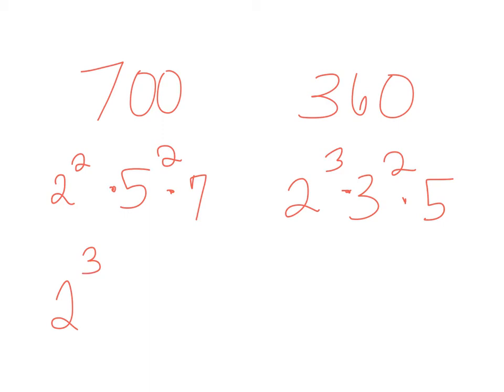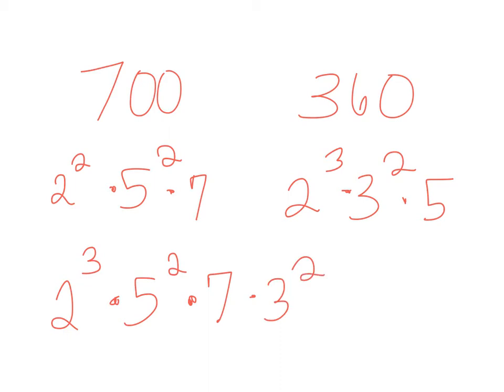I have a 5 in both, so I'm going to choose the highest 5, and that's 5 squared, so 2 to the third times 5 squared. Now those are the only two factors that I have in common, but since I have a 7 also, I need to include 7 in the lowest common multiple. And I also have a 3, so I need to include 3. And the only exponent I have on a 3 is 2, so I'm going to choose 3 squared.